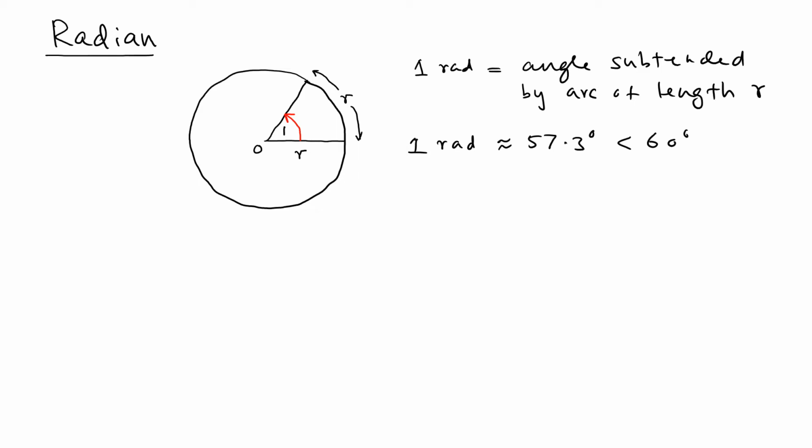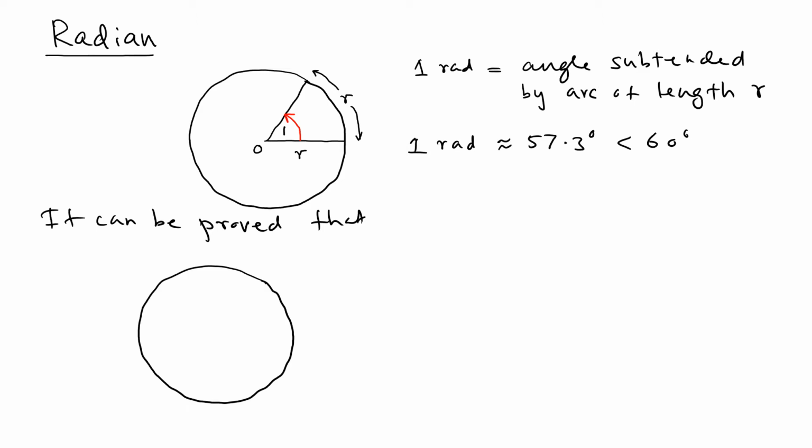Now, this is from geometry. It can be proved that if you look at any circle, this is the diameter, the line that passes through the center of the circle. This is the length of the diameter. And this is C, which we're going to call the length of the circumference.